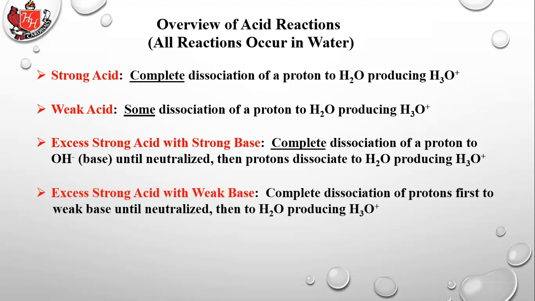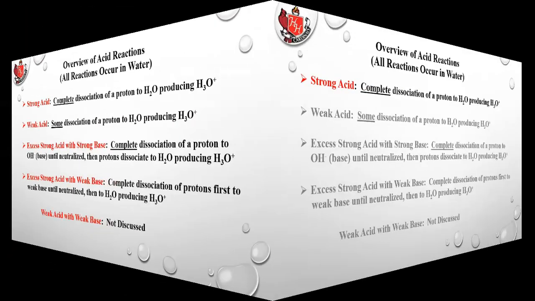If you have excess strong acid with a weak base, it's the same as the situation above. You have a complete dissociation of the protons from the strong acid. First, they go to the weak base until the weak base is neutralized, and then the rest of them go to water molecules to form hydronium ions, and that makes the solution acidic. And we don't deal with weak acid and weak base situations.